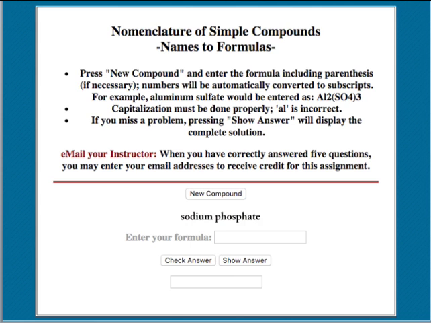Sodium phosphate. Phosphate is PO4. It is a -3, isn't it?